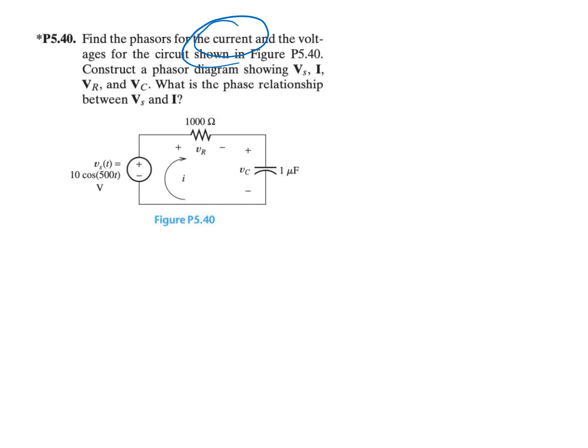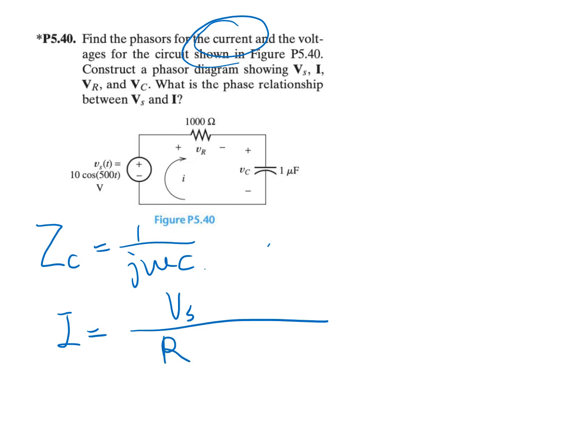For the capacitor, we know that ZC is equal to 1 over j omega C. And because in the circuit everything is connected in series, it's very straightforward to use Ohm's law to find the current I. So current I is equal to Vs over R plus Zc, and Zc is just 1 over j omega C. And here we convert the Vs into its phasor form, that is 10 at an angle of 0 degrees. And here we can find omega is equal to 500.